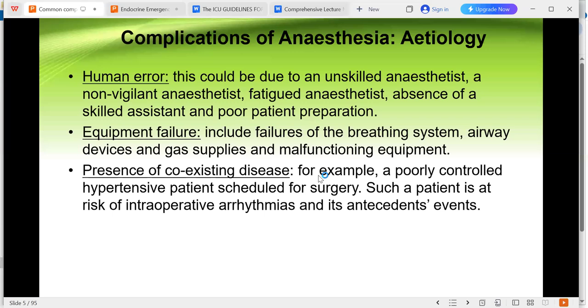And we said there could be different reasons for complications in anesthesia. One of them is human error. This could be due to an unskilled or non-vigilant anesthetist. The anesthetist may be fatigued, or you don't have a skilled assistant. And more importantly, poor patient preparation. Or equipment failure does occur, especially in regions where we still have erratic power supply and unstable backup. It could also be a result of failures of the breathing system. And sometimes complications arise from poorly controlled comorbidities. All these things can lead to avoidable complications.